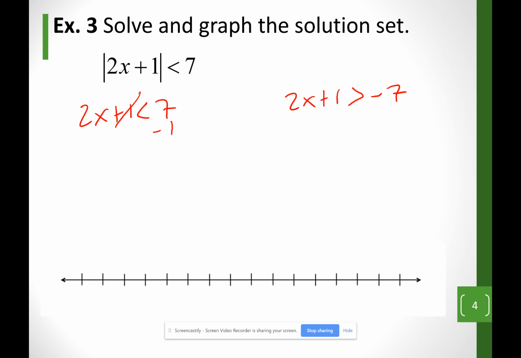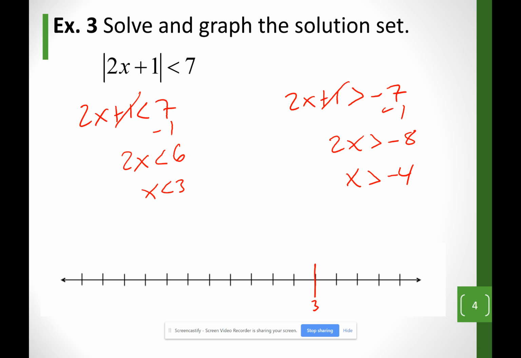So let me subtract the 1. So we have that 2x is less than 6. Divide both sides by 2. X is less than 3. On the other one, let me subtract 1. So 2x is greater than negative 8. Divide both sides by 2. X is greater than negative 4. So my important numbers are 3 and negative 4.